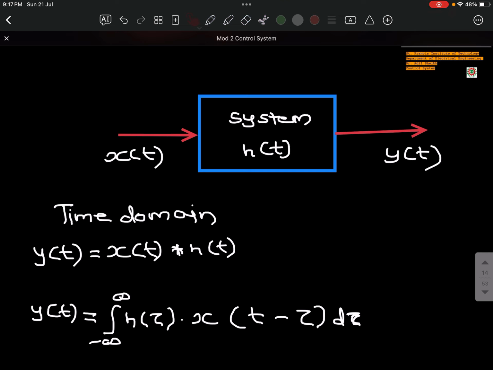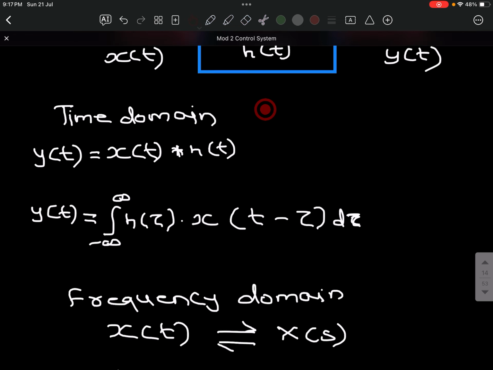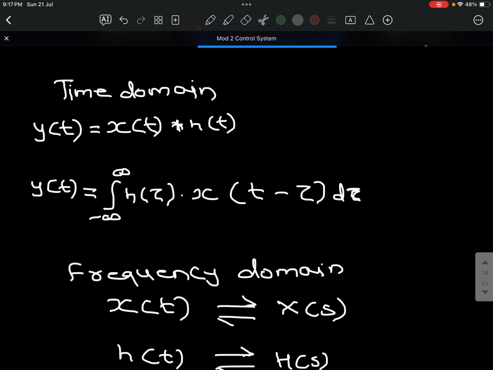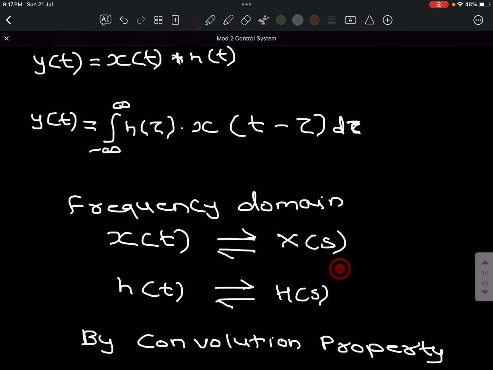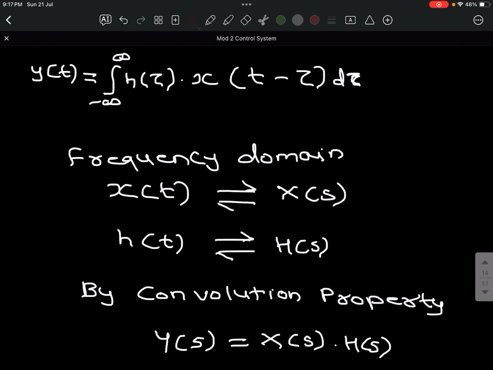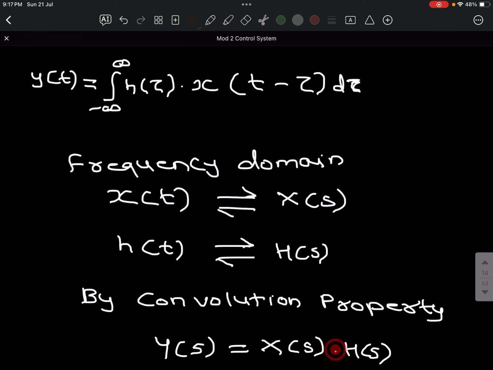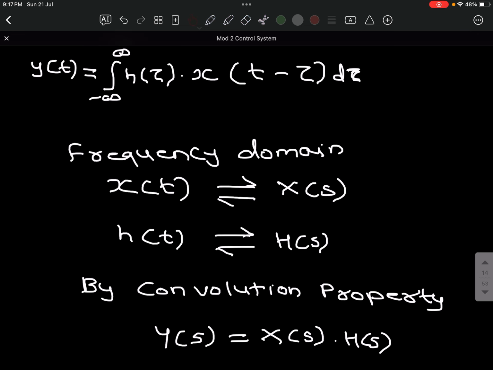Now let's go to the frequency domain. What happens in the frequency domain? x of t is equal to x of s, h of t is equal to h of s. Now very simple: what does y of s become? What comes out of convolution here is multiplication. So this is the most important thing: when we talk about convolution in the time domain, it is very difficult to solve. However, the convolution becomes a multiplication in the frequency domain with the help of the Laplace transform, and thus the steps get reduced. And thus with this we are done with the properties of the Laplace transform.